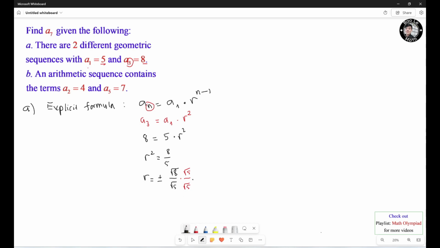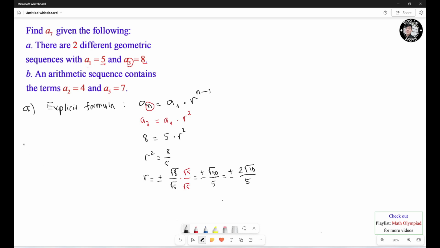Alright, so it turns out to be plus and minus root 40 over 5. Root 40, which is 4 times 10. Alright, 4, you take square root of 4, it's going to be 2. So it's going to be plus and minus 2 root 10 over 5. Alright, so you have two sequences.